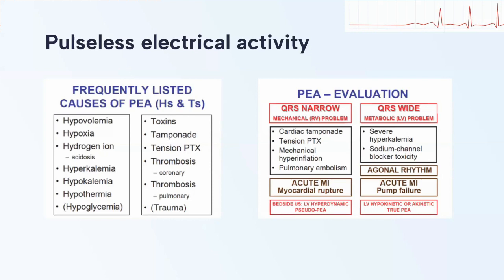Broad complex PEAs are generally the ones where... this is a picture from Rebel EM where they break it down into narrow complex and broad complex, and you can see the narrow complex are the mechanical problems. So things that are here on the T side, like cardiac tamponade, tension pneumothorax, pulmonary emboli and so on, and those are the things that you'd pick up on your point of care ultrasound while the patient's undergoing the resus.